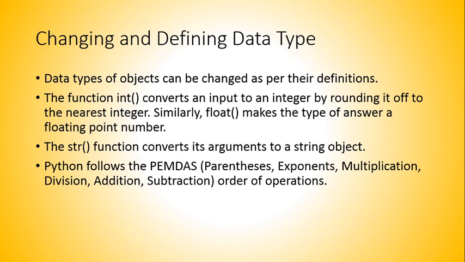So all integers can be made floating point numbers, as 4 can also be defined as 4.0. The str function converts its argument to a string object. It is worth noting that the int and float functions cannot convert a string input to that data type. On the other hand, giving a numeral input to the string function converts its data type to a string. It does not remain a number anymore but behaves as characters. Let me demonstrate it over the Python console.